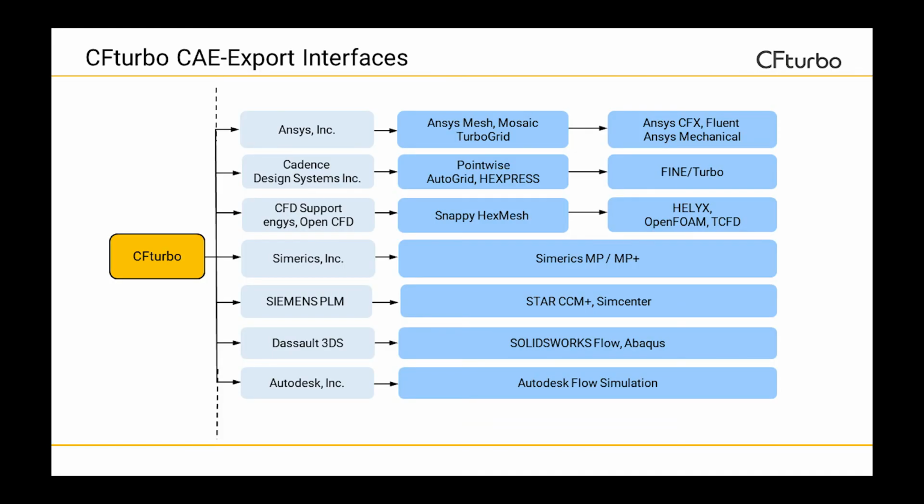This slide gives an actual overview of important CFturbo export interfaces to selected CFD codes. The list will be continuously extended. Besides direct interfaces, there are numerous neutral export formats available, like STEP, Parasolid, or STL.